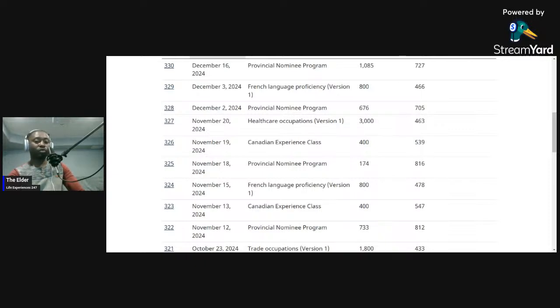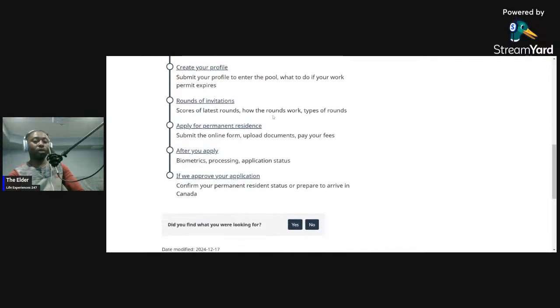Now, let me go back to, yeah. So they have rounds of invitations and they give you scores. They have the scores for the latest rounds. So once you receive an invitation, it's more like: you've already told us you have this and that, and we made sure we know how many points you have for all of the things you told us you have, and we think you are good for Canada. So now we are inviting you to apply for permanent residency so that you can move to Canada and live here and work here permanently.